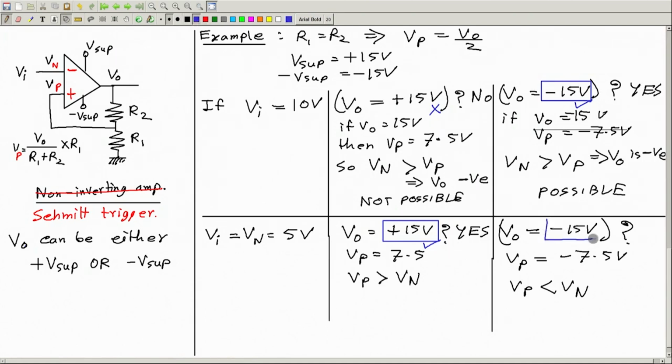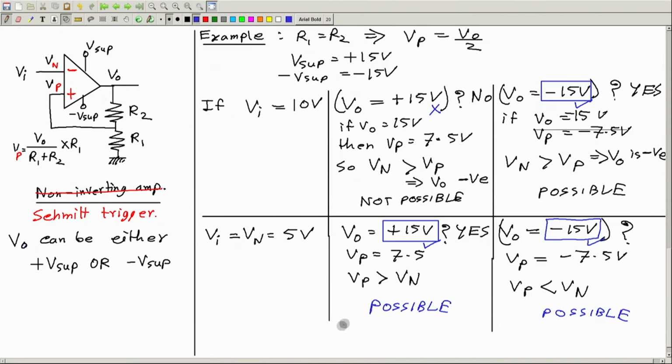You see? So both are possible, both are correct answer. So this is possible. This is also possible. So output can take both the values, plus 15 or minus 15, when the input is 5 volt. But the output cannot take two values at the same time. So which value will it take? That will depend on the previous history.